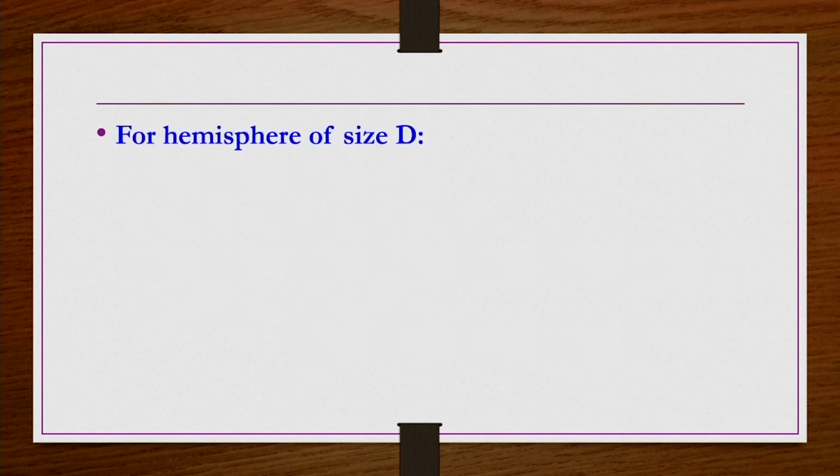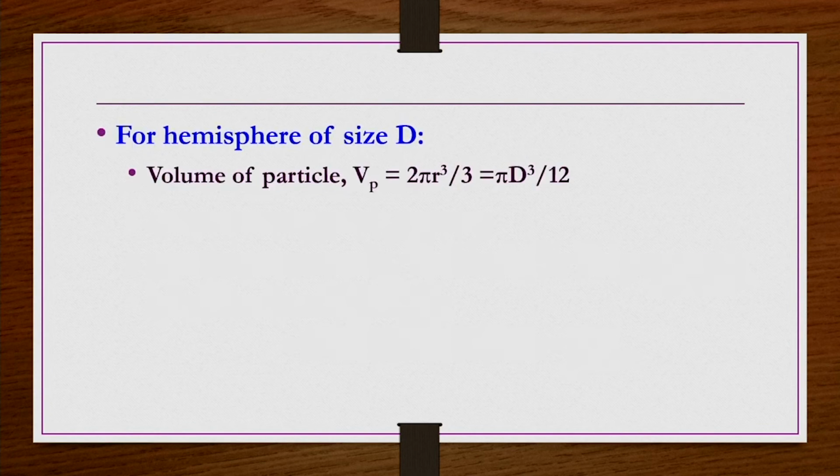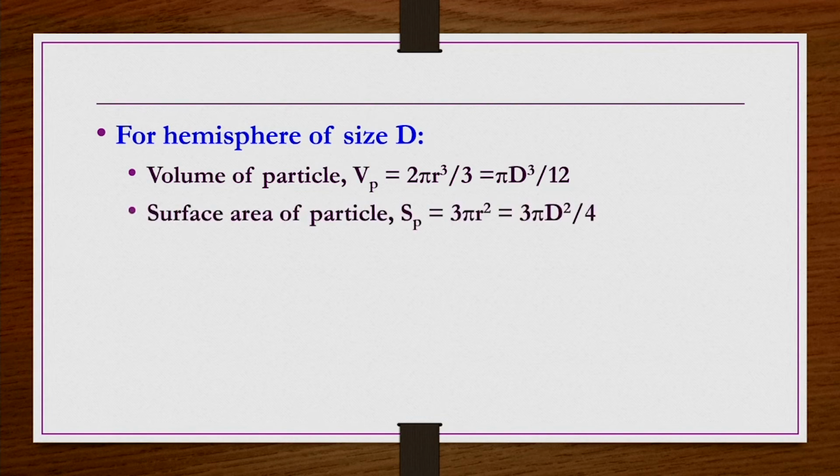Now likewise, if you take a hemisphere of size d, the volume of the hemispherical particle Vp is 2 pi r cube by 3. In terms of d, if you write, it is pi d cube by 12. Then the surface area of the hemispherical particle is 3 pi r square. In terms of d, it is 3 pi d square by 4.